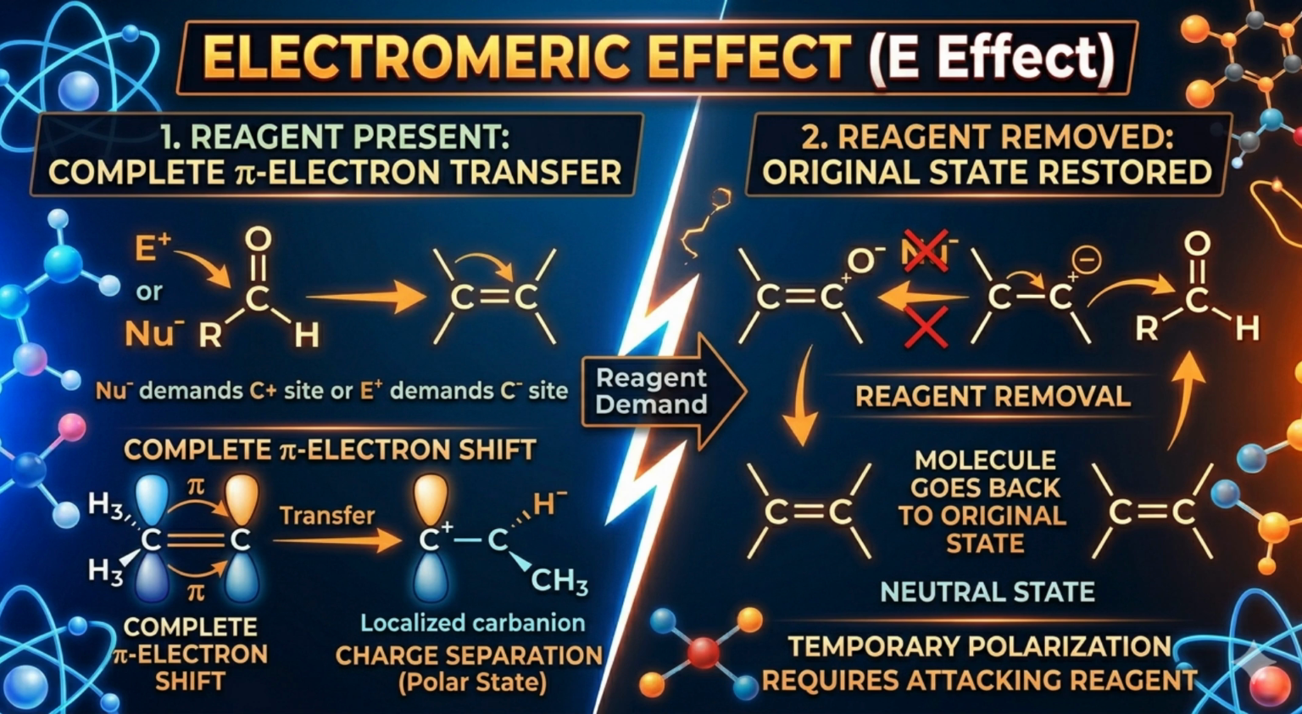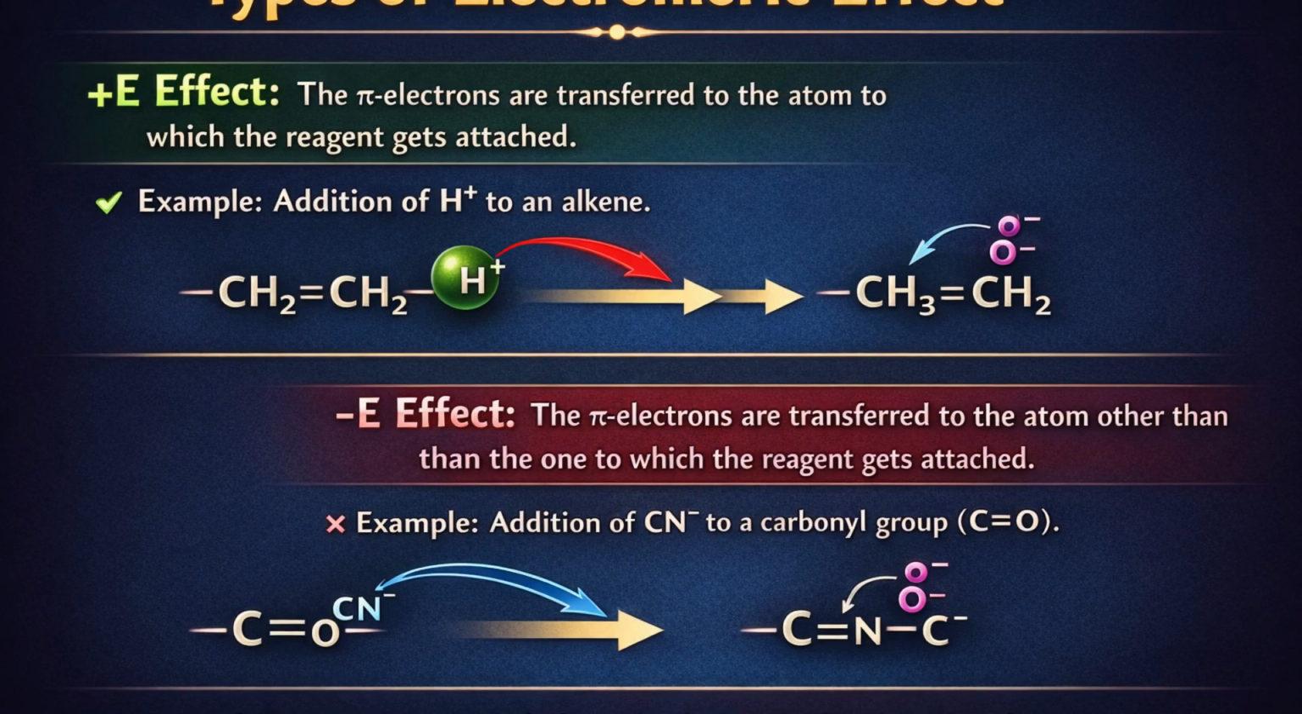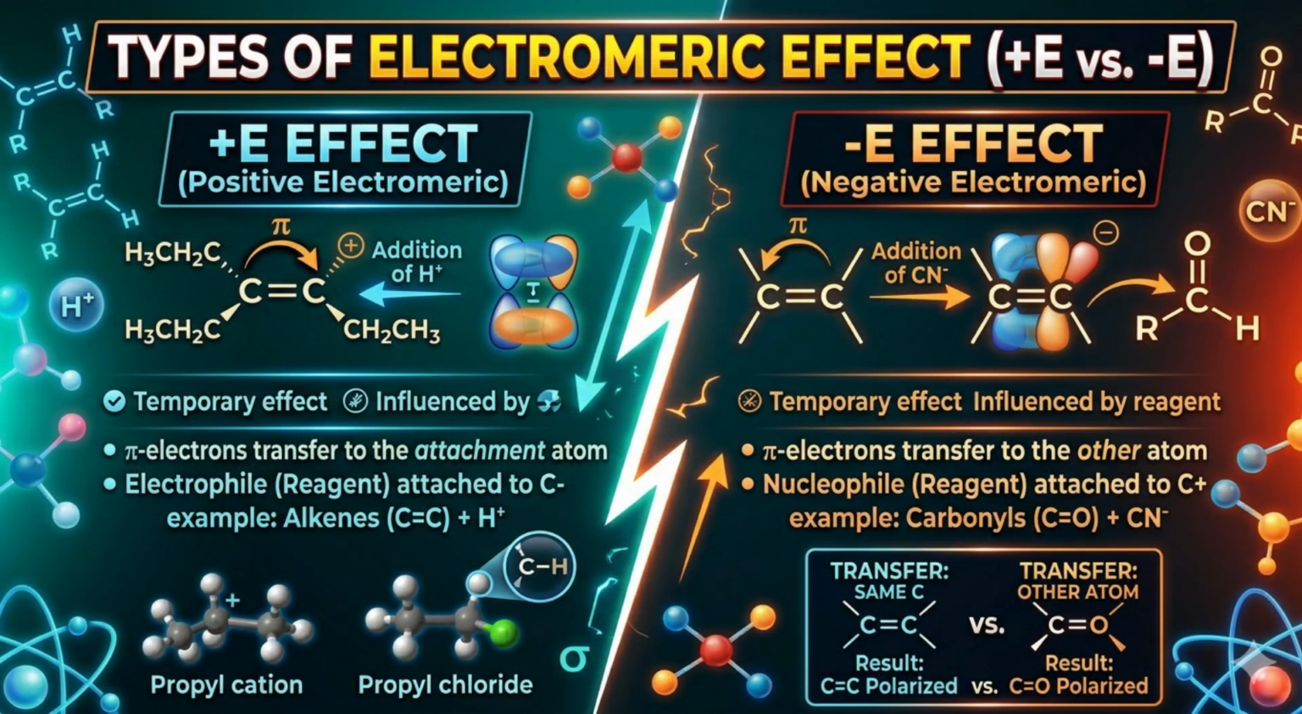Easy way to remember: electromeric effect equals temporary plus complete shifting of pi electrons plus only during attack. Now let's talk about the types of electromeric effect, super important and very easy if you get the logic. There are two types you need to know, plus E effect and minus E effect.